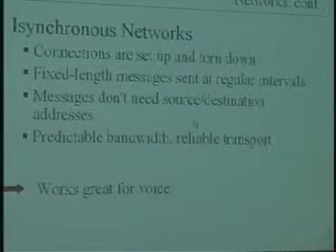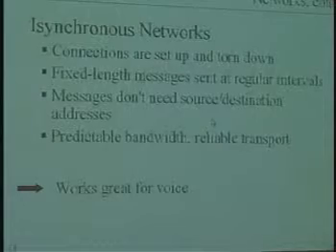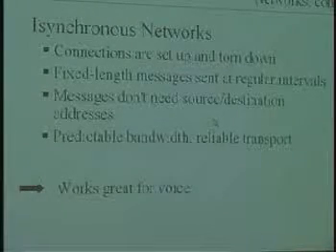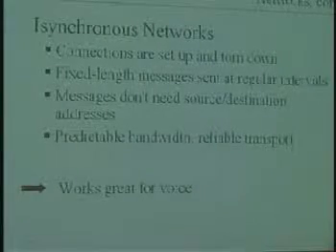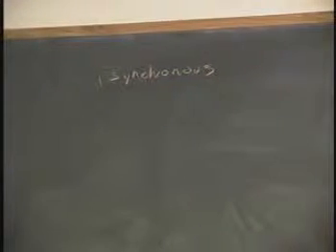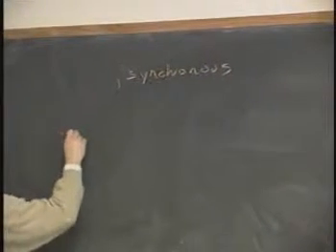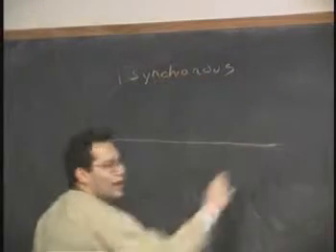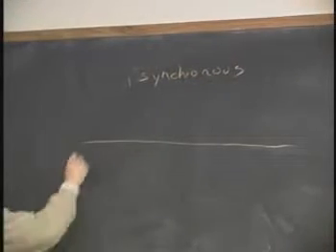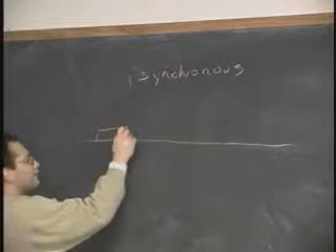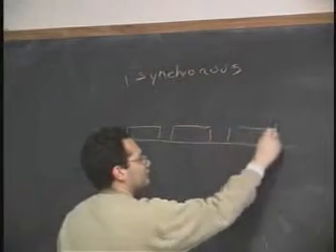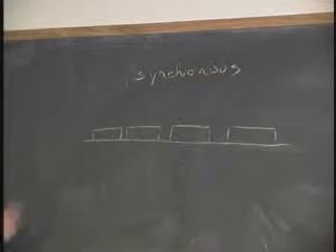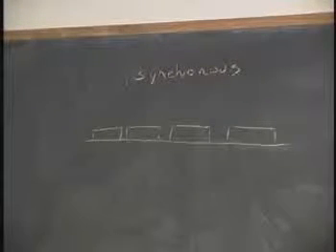So let's look at a couple different types of networks. One of them that you may be familiar with is called an asynchronous network. Has anyone heard of this before, asynchronous network? Let me give you an example of one of these. You have a link, and along each link, what you have are messages that are fixed length, a certain number of bits, however you want to measure the length.